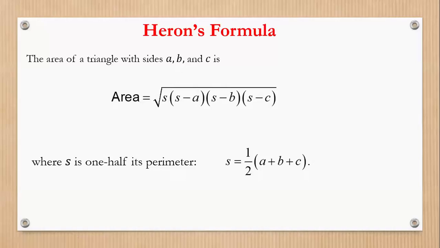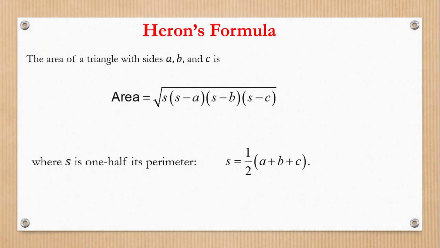So what is Heron's formula? Heron's formula is another formula that helps us to find the area of a triangle. In section 4.1, we learned about finding the area of an oblique triangle.